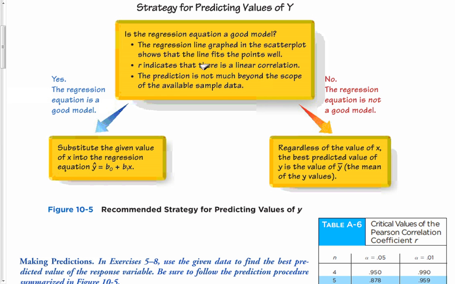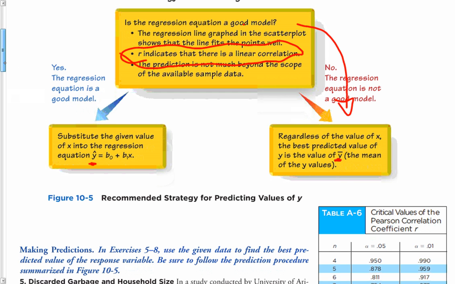Now, if your answer to these is no, for instance, the main one would be that the R indicates that there is no linear correlation. That's the main one we'd look at. If that one is saying that there's no linear correlation, you answer this no, and you would just use the value of y bar. You use the average y value to be the best predicted value. So instead of using y hat, you'd use y bar. Y hat is the value that comes from the regression equation. Y bar is the mean value of all the y's. So you add up all the y's and divide by n.